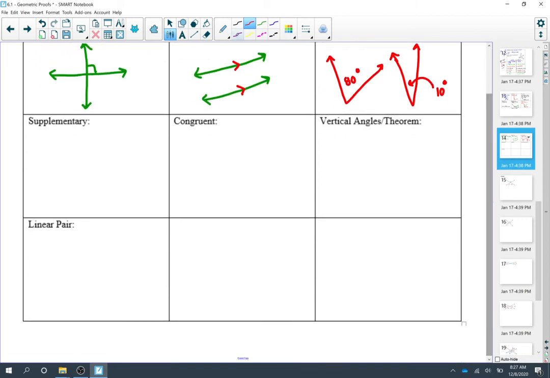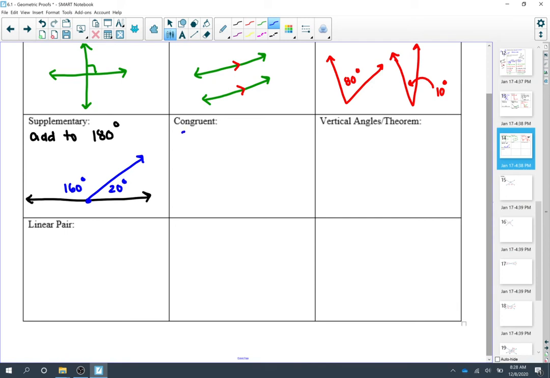Supplementary. Add to 180. So for this one, I'm actually going to draw a straight angle. Okay, straight angle. And then I'm going to take my vertex and I'm going to go like this. And so these are now two adjacent angles because they're touching and they share a side. And I'm going to say that this one is 160 degrees. So if this one's 160 and this is a straight angle, also supplementary because it adds to 180, then how much would this one be? 20 degrees.